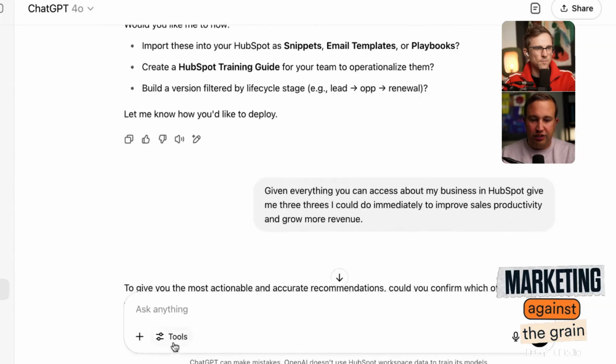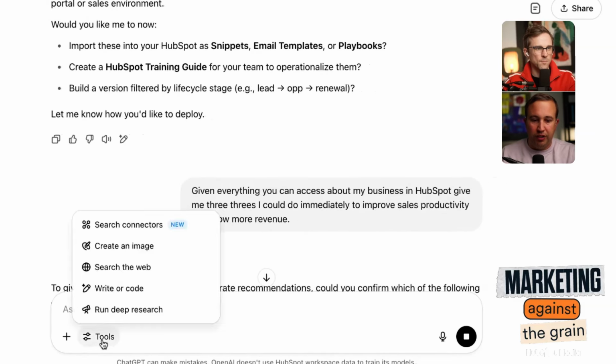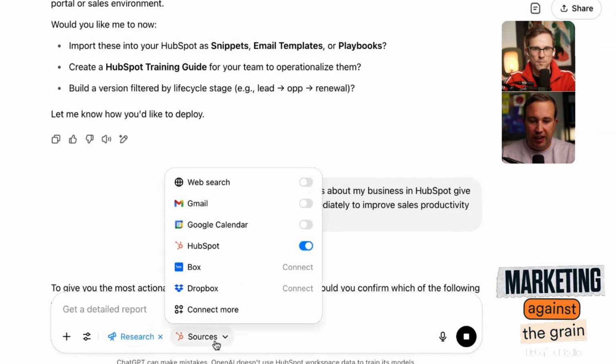Okay, so should we start showing some stuff here? We should show some stuff. Get into it. So just to anchor everybody, when you are doing this, you want to come to tools, run deep research, and sources, and you'll want to turn on HubSpot as a source, or any of the other sources, but in this case, we're talking about HubSpot. You're going to want to turn on HubSpot as a source for deep research.